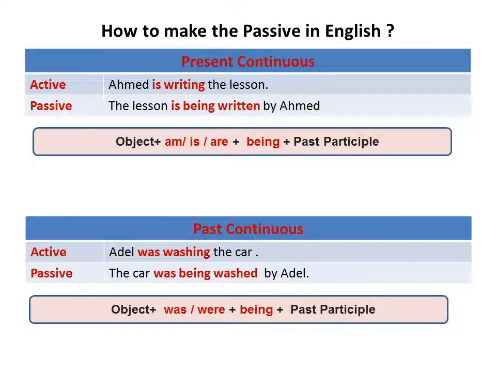Now, let's see how to make passive in other tenses. The present continuous. Let's see this example. Ahmed is writing the lesson. The lesson is being written by Ahmed. So in the present continuous, object, am, is, are, plus being, plus the past participle.